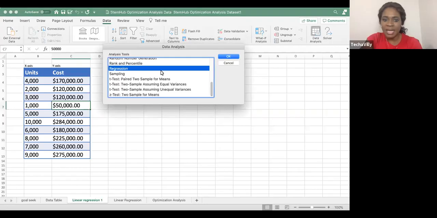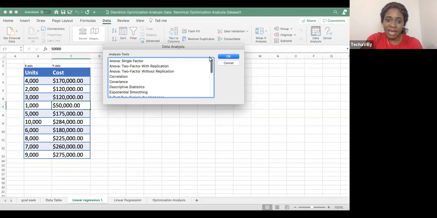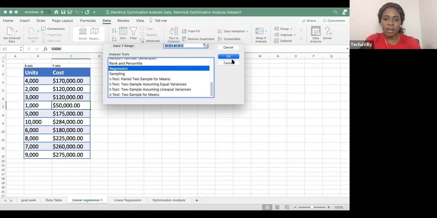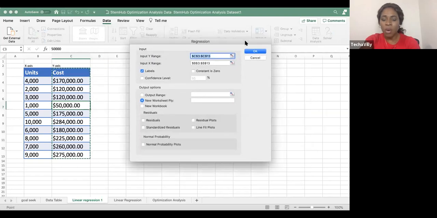So you go to data analysis, go to regression. Once you click data analysis, a box is going to pop up. You will see regression highlighted. It is highlighted because that's what I want to do. If you want to do something else, you can pick, but because we are running regression, I'm picking regression. Just click OK. When you click OK, you have this box pop up.